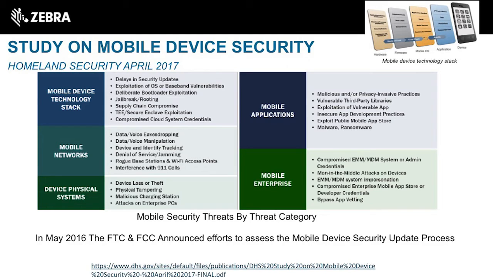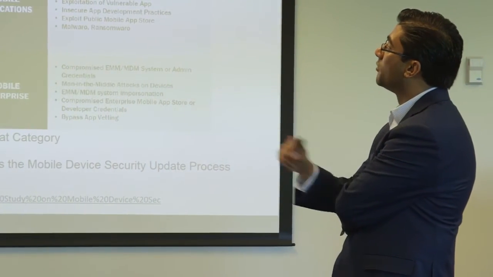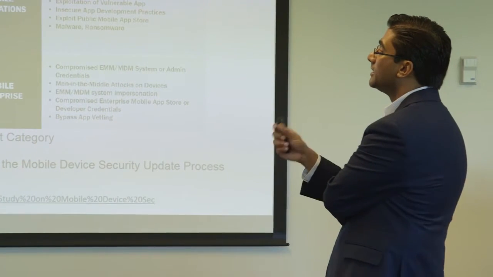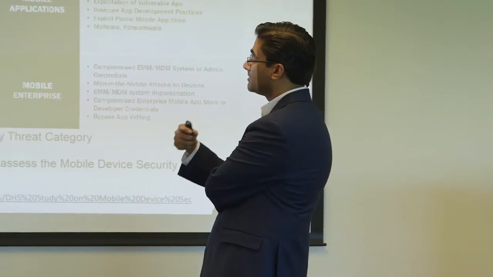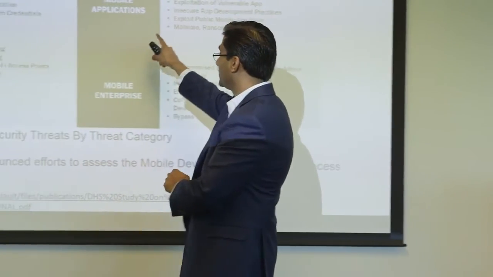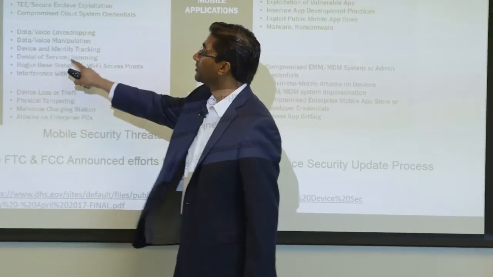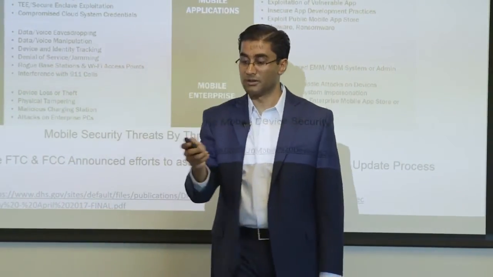By the way, this is a study that came from the Department of Homeland Security. And this was about, when you look at the mobile devices, what kind of things that basically someone can go and hack, right? What kind of things that they can exploit? Mobile applications, physical systems, networks, and technology stack, right? These are the key things.